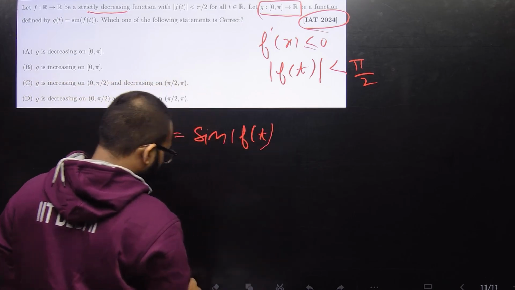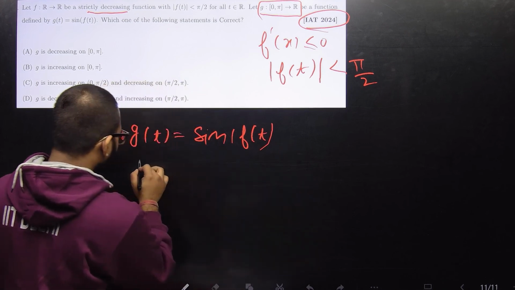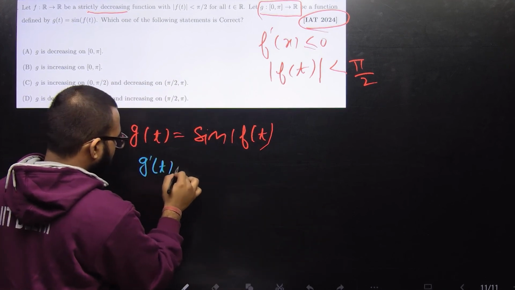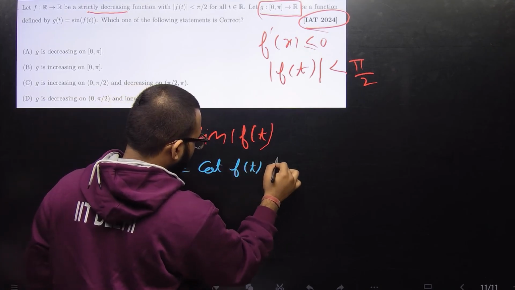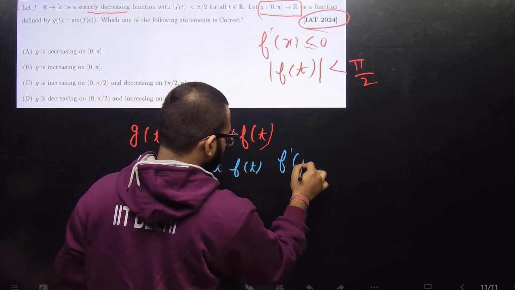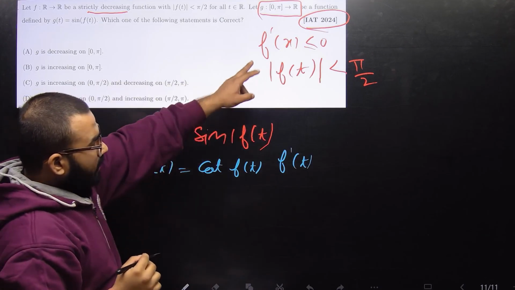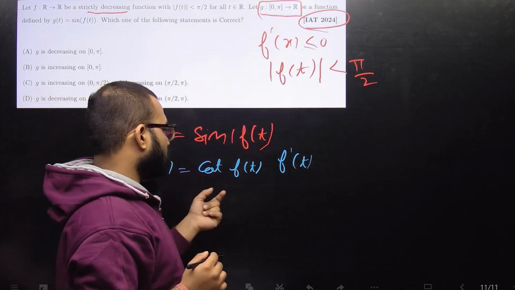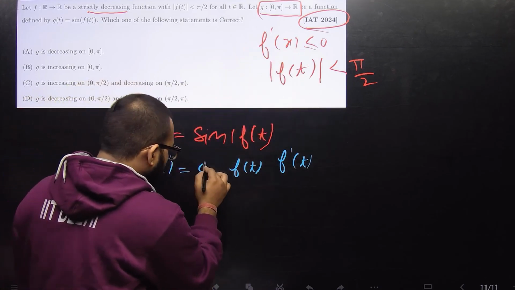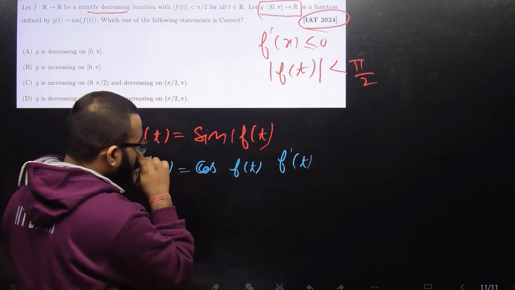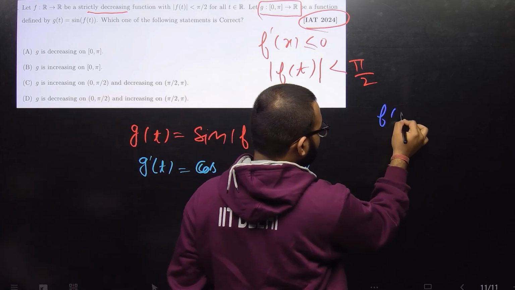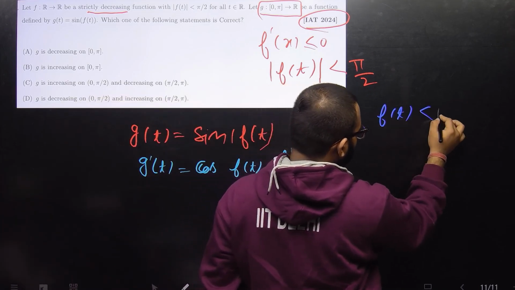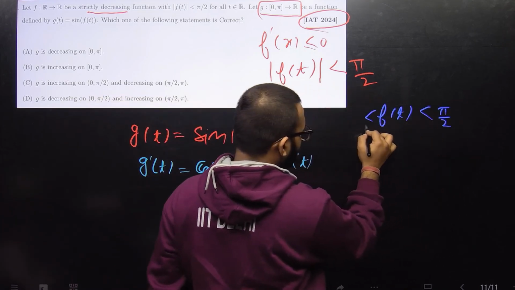So g(t) equal to sin f(t). Let's differentiate g with respect to t. So g dash t is equal to cos f(t) into f dash t. So we know that our f dash x is less than or equal to 0, but we don't know the value of cos f(t). But we know f(t) is bounded and the value of f(t) lies between minus pi by 2 and pi by 2.